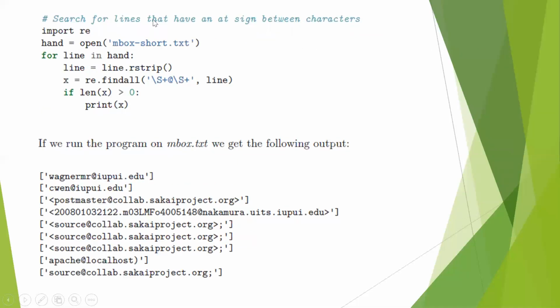Now, a similar example for extraction. Assume that you're searching for lines that have an @ symbol in between.